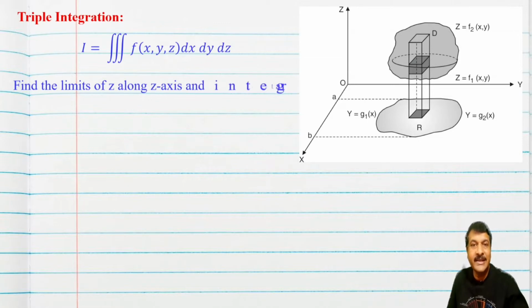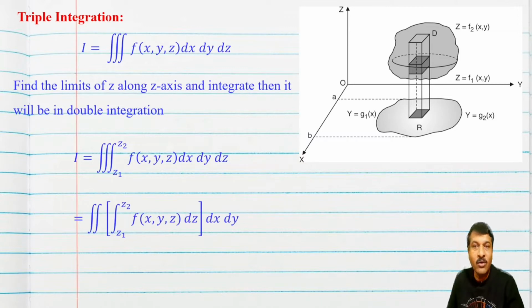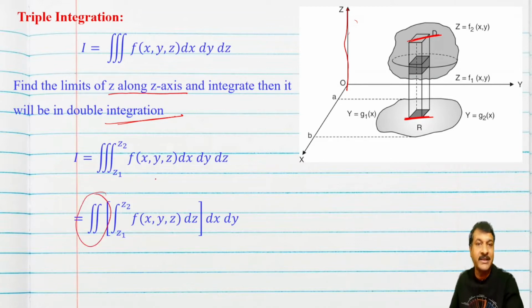So if the integral I equals the triple integration of f of x, y, z, dx, dy, dz, then we want to first find the limits of z. For example, here is the figure, and we have to find the limits from this point to this point. So always find the limits of z along the z axis. So this is the z axis; integrate, and then it will be a double integration. And once it is a double integration, we can easily evaluate it by using the double integration theory.